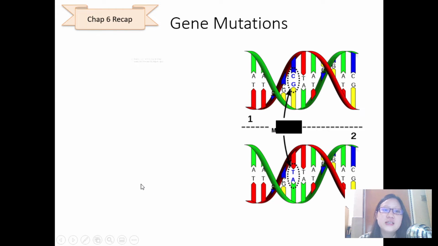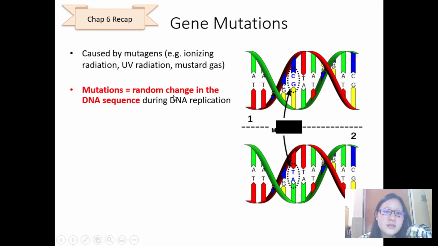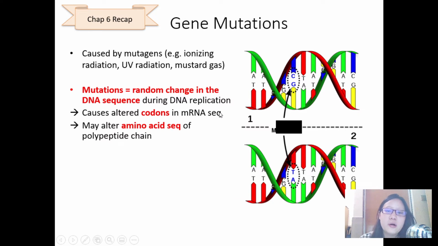Now, gene mutation is defined as a random change in DNA sequence during DNA replication. Usually, it's caused by mutagens, for example, ionizing radiation, UV radiation, or maybe mustard gas. And these mutations, random changes in DNA sequence, actually cause altered codons in the mRNA sequence, and of course alter the amino acid sequence of the polypeptide chain.